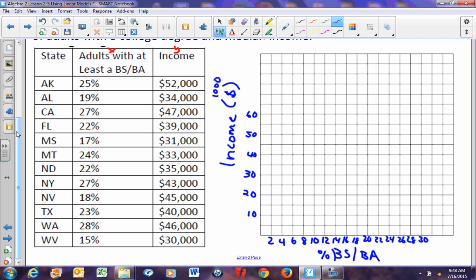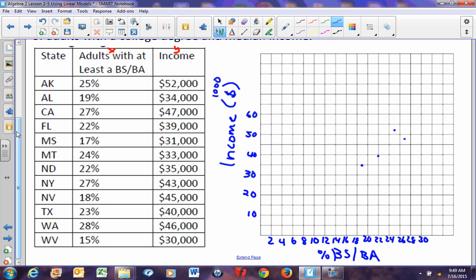There we go. So I'm just going to plot these points exactly as we see them, as coordinate pairs. So 25% and 52,000. So 25 and 52, about here. And then 19 and 34, about there, that's too high, but we're going to go 27 and 47, about there, 22 and 39.